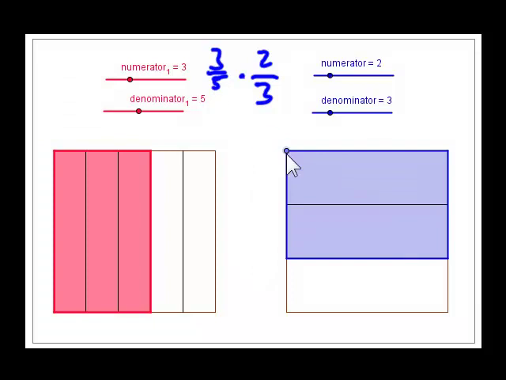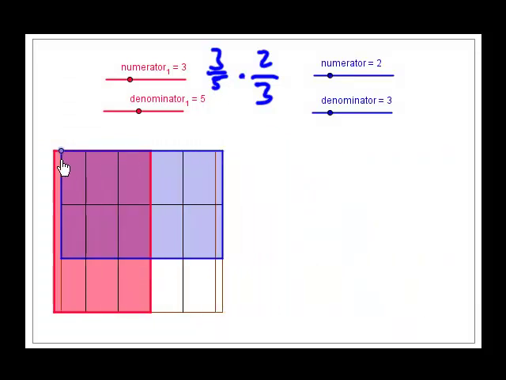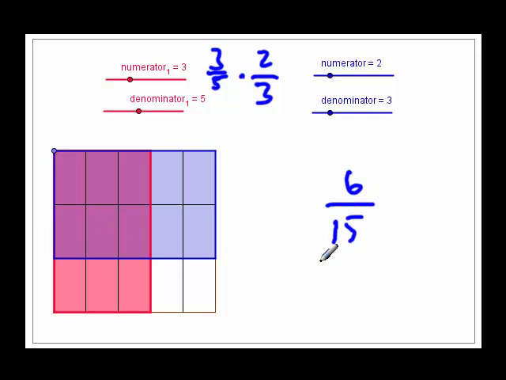So we'll multiply them. We'll cross them over like this, and let's see how many pieces we have. 1, 2, 3, 4, 5. So 5, 10, 15. Our denominator is then 15. And our numerator is the purple, where we combine blue and red. 1, 2, 3, 4, 5, 6. 6/15. 2 times 3 is 6. 5 times 3 is 15.